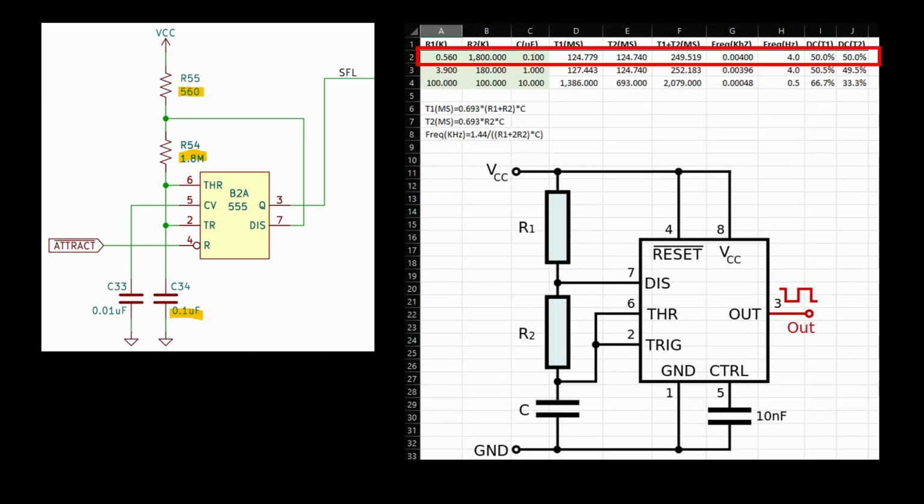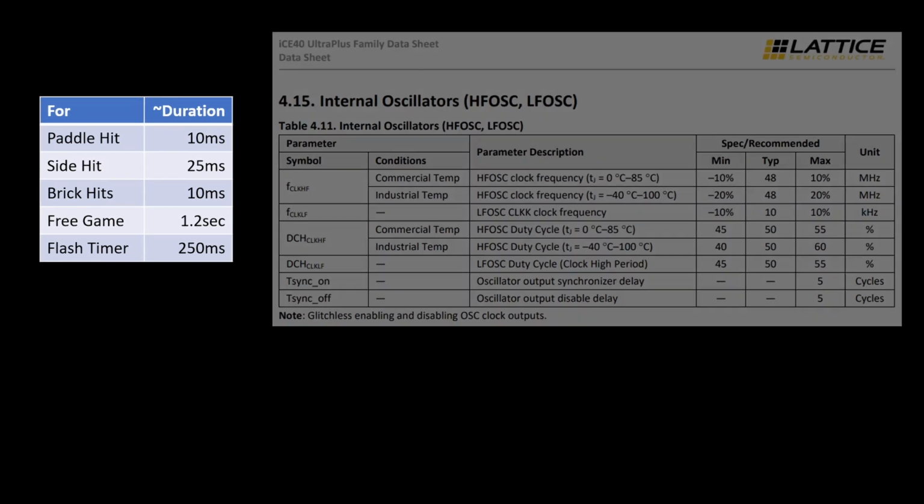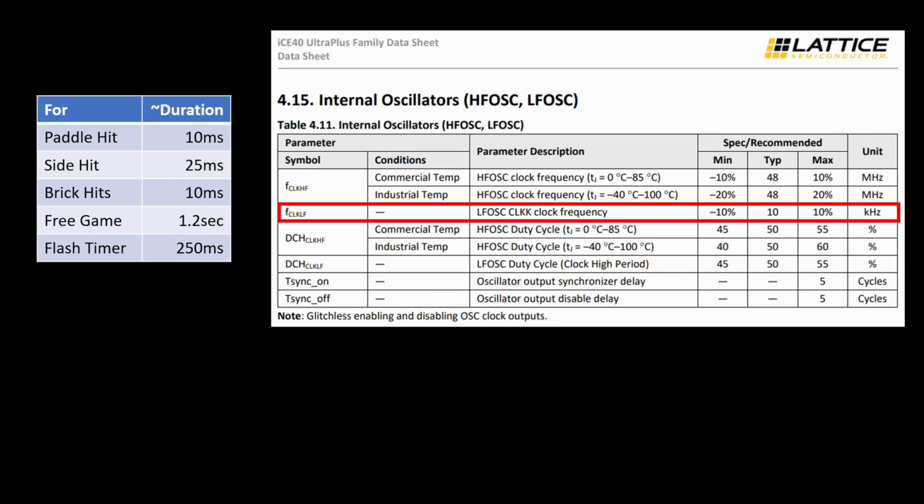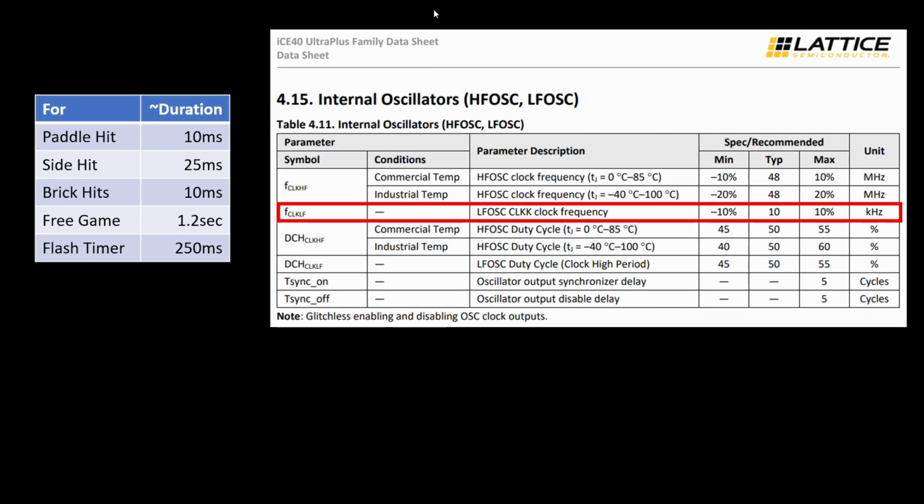We also need to make a 555 for the score flash timer. If we plug the RC values into our handy-dandy calculator, we can see that this one has a 250 millisecond period at a 50% duty cycle. For all required timers, the shortest interval is 10 milliseconds and the longest is 1.2 seconds. The ICE40 has an internal 10 kHz low frequency oscillator with reasonable accuracy that we can use for timing these. I think we'll still divide that down by 10 so we have a nice 1 millisecond pulse to work with.